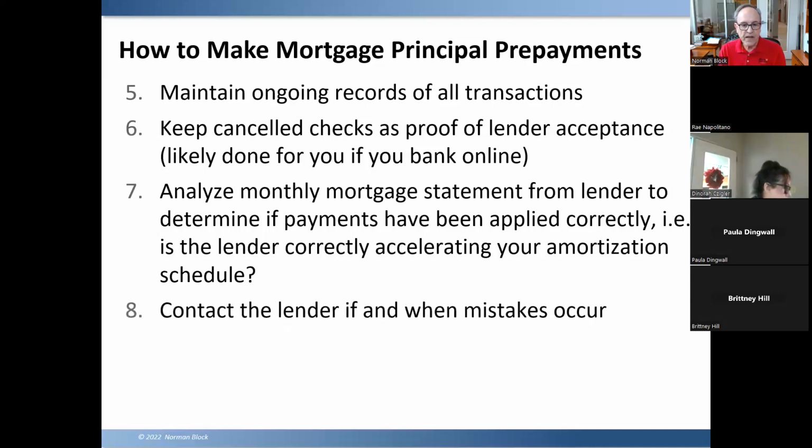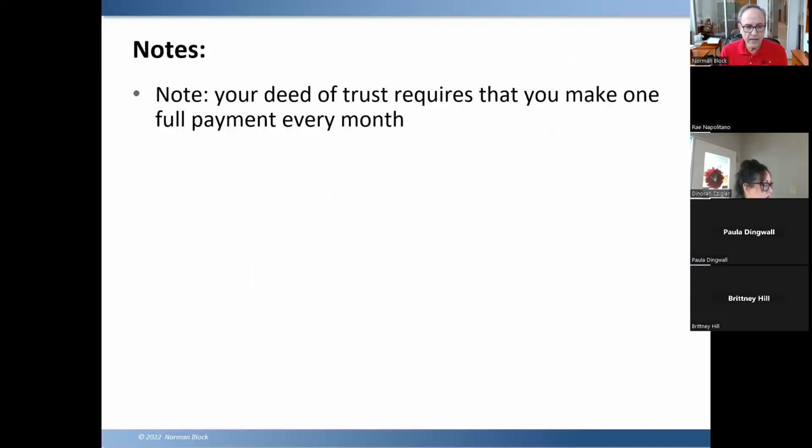Number 8 says contact the lender if and when mistakes occur. Now, people say, oh, banks. Well, let me tell you what, banks make mistakes in checking accounts. Just talk to some people. They'll tell you they've had banks make mistakes in checking accounts. Banks make mistakes with credit cards. And guess what? They make mistakes with mortgages too. We just don't track it and don't scrutinize it.